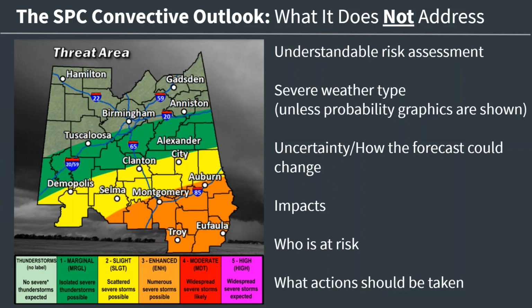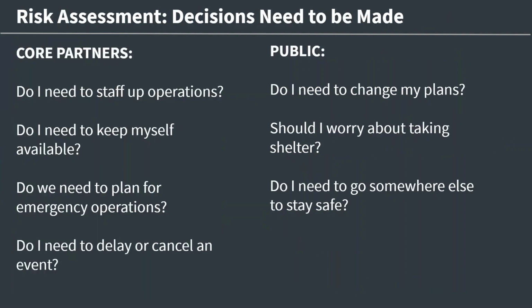Those are all very, very important reasons that we shouldn't solely rely on the convective outlook to convey our severe thunderstorm risk. In this graphic here, I'm not picking on Birmingham. I cropped out the right side of their slide where they did mention a lot of these things. So it was a good graphic on their part. They did not just rely on the convective outlook itself.